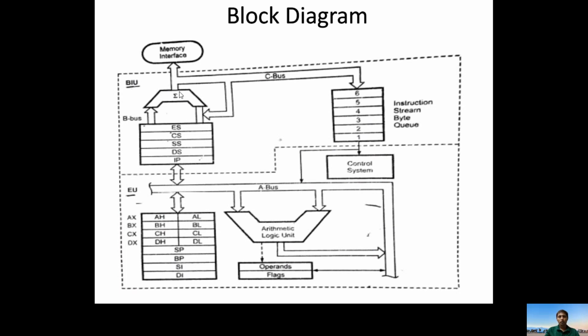This is the adder. The role of the adder is to convert a 16-bit logical address into a 20-bit physical address, because the 8086 has 20 address lines. So we need a 20-bit address. For that, the 16-bit logical address is converted into a 20-bit physical address, which is taken care of by this adder.